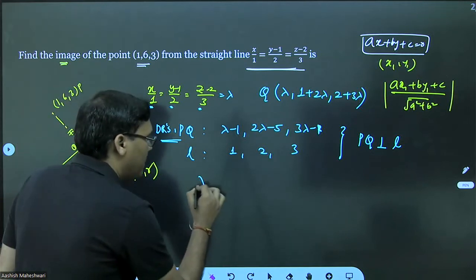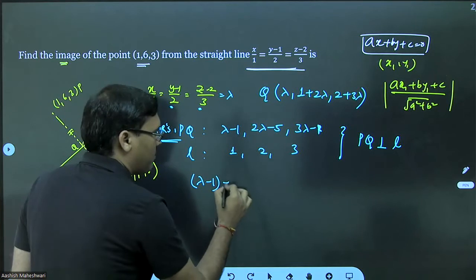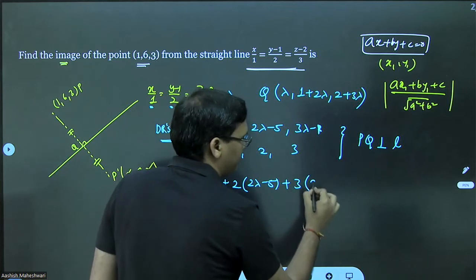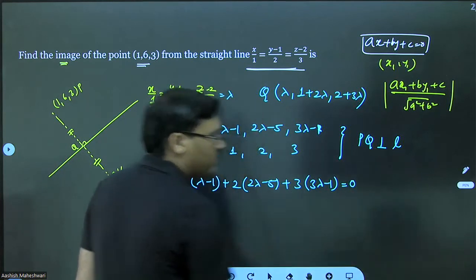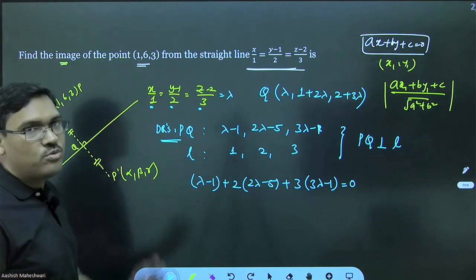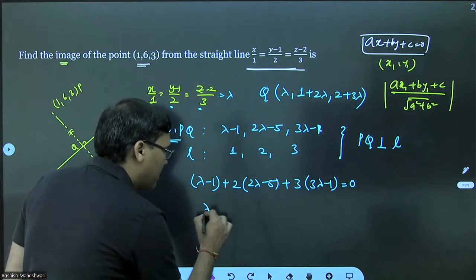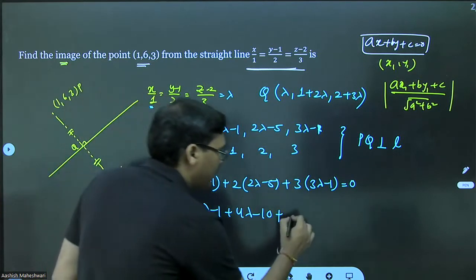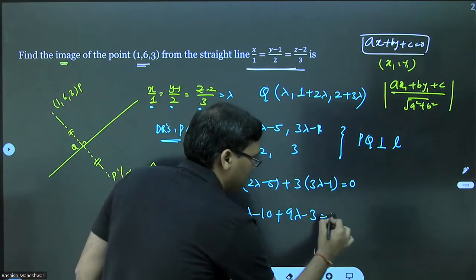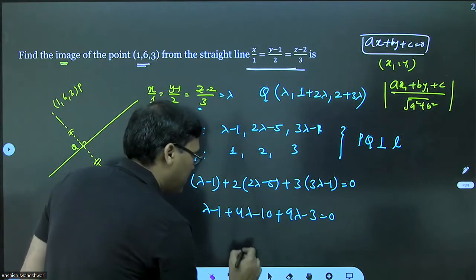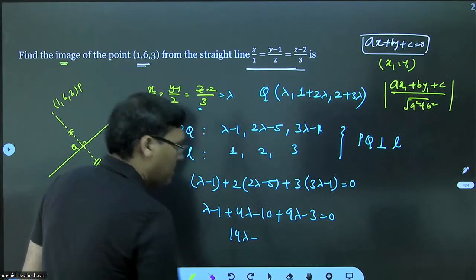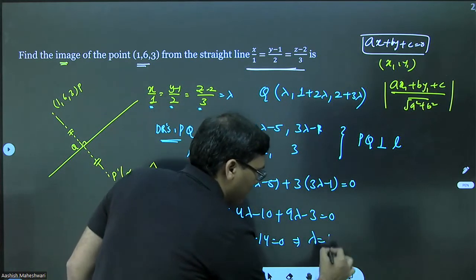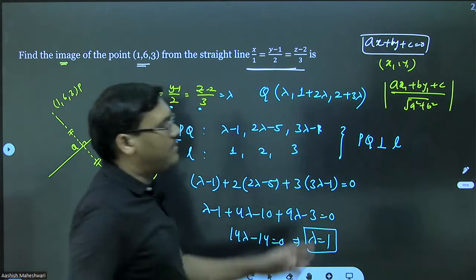So that is a1a2, 1 into lambda minus 1, plus b1b2, plus c1c2, should be equal to 0. This is the equation, the condition for lines to be perpendicular. So if I just solve this, you can see lambda minus 1, 4 lambda minus 10, and 3 lambda, that is 9 lambda minus 3 equal to 0. I can simplify this. This is 13 and 14 lambda minus 14 is equal to 0. So you can see what is the value of lambda. Lambda is equal to 1.